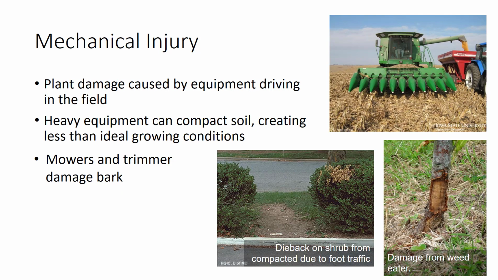Mechanical injury to plants is caused by equipment driving through a field, such as a sprayer or a tractor. Heavy equipment can cause soil compaction, creating less than ideal growing conditions for crops. In landscapes, parking on lawns or undefined paths can compact soil and cause damage. Mowers and weed eaters can injure the thin bark of young trees, causing the bark to split and die back. This becomes an entry point for disease, unwanted pests, and the sun to scald the bark, resulting in decay, very stunted growth, or death.